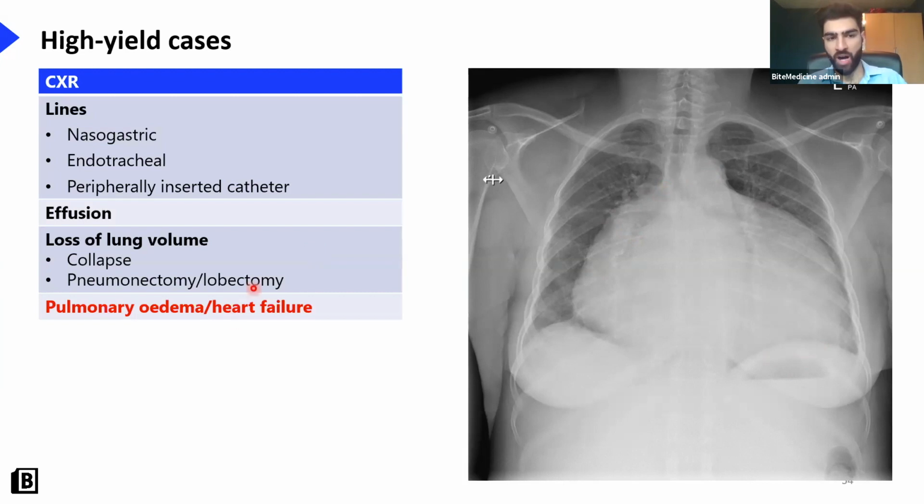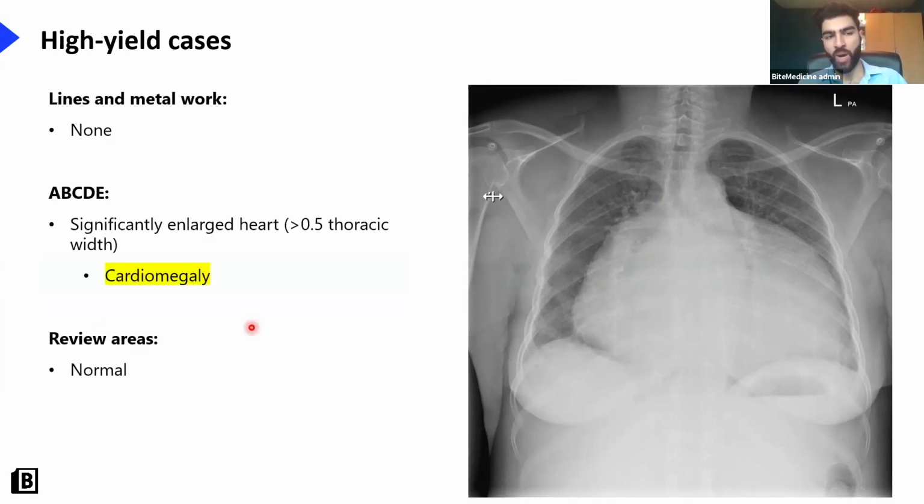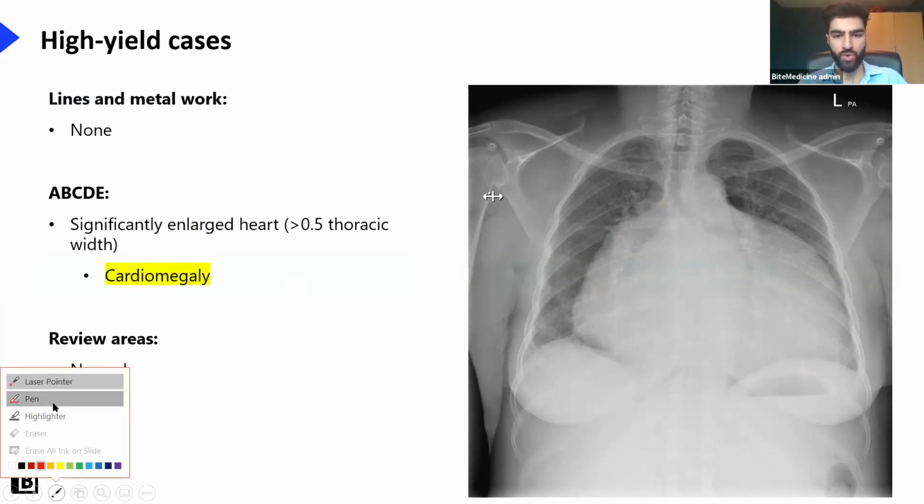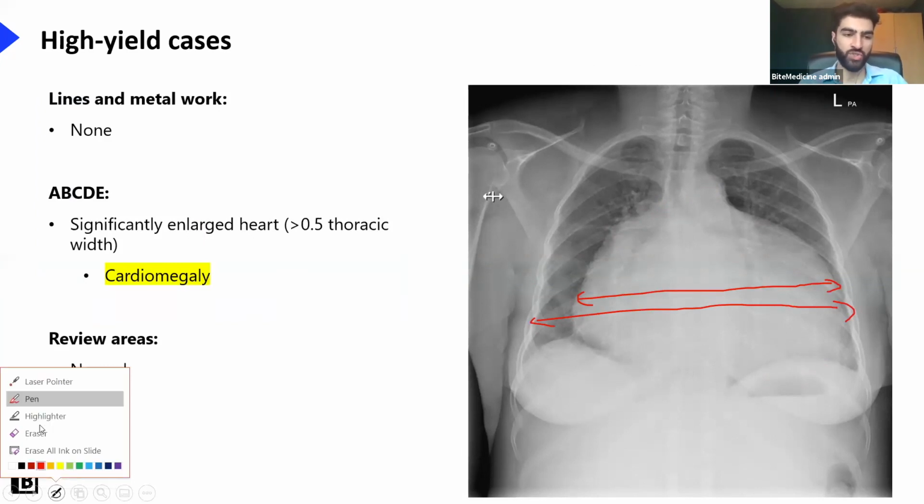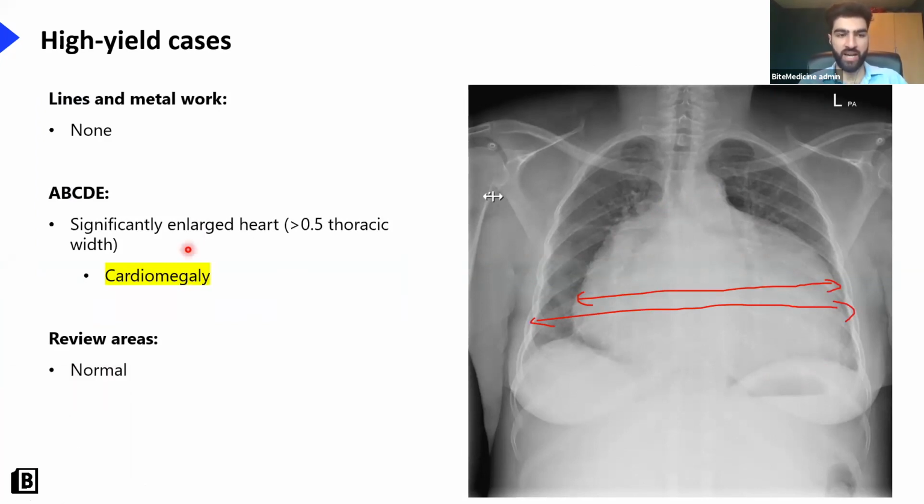So if we're talking about heart failure and pulmonary edema now, the way you check for cardiomegaly is you measure the width of the thorax. So you measure this width here, and you measure the width of the heart. And if that ratio is greater than 0.5, or 0.55, depending on what source you read, the patient is said to have cardiomegaly. So this patient has a massive heart.